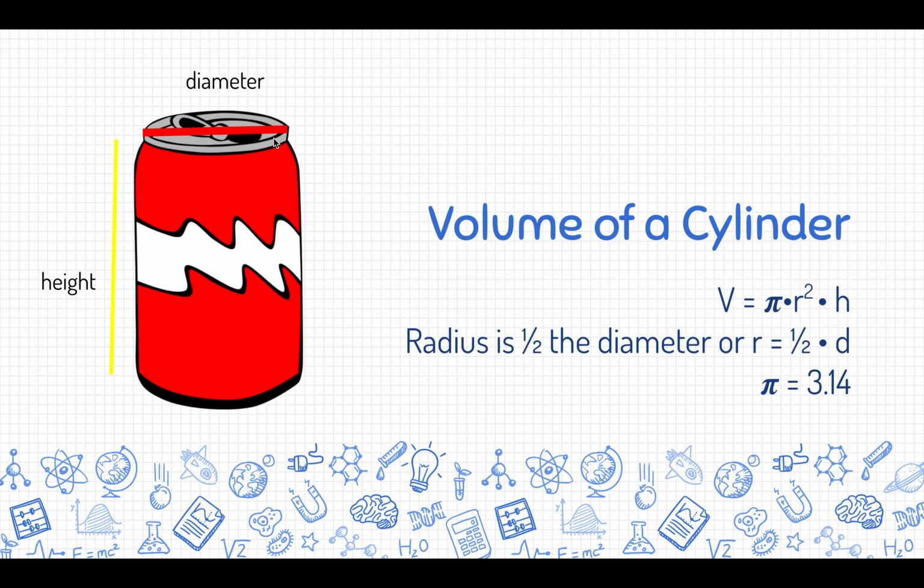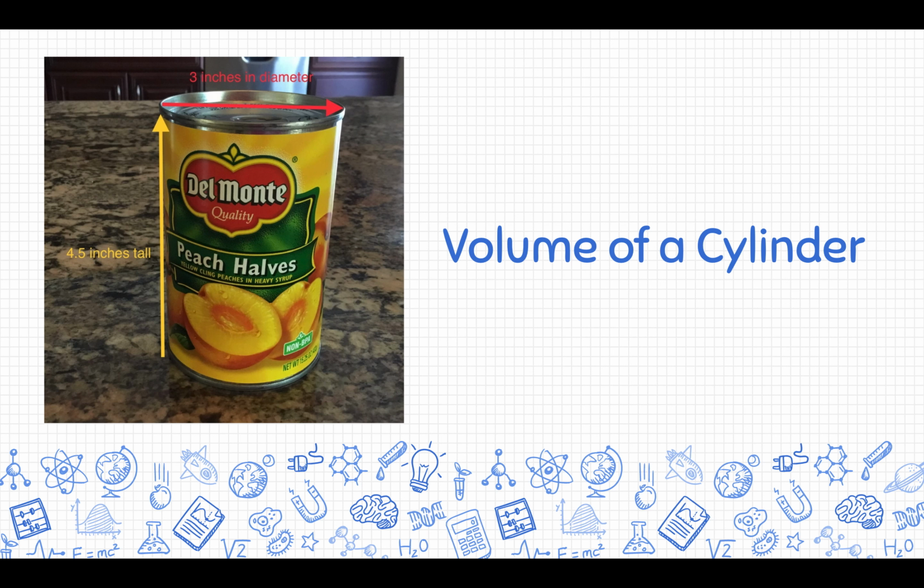So we need to know the diameter so we can figure out the radius. Then we have to square that, and then we have to find the height. So we'll get into that in just a moment. If I wanted to find the volume of this can of peaches, I would multiply 3.14, which is pi, times the radius, which is, if the diameter is 3, then the radius is 1.5. So the radius squared, and then the height, which is 4.5 inches tall.